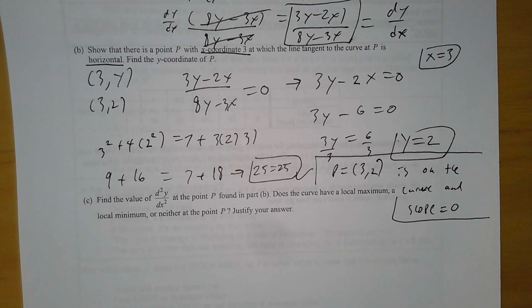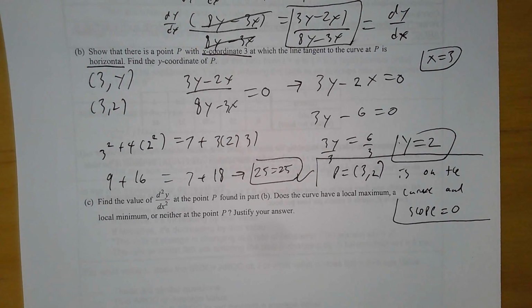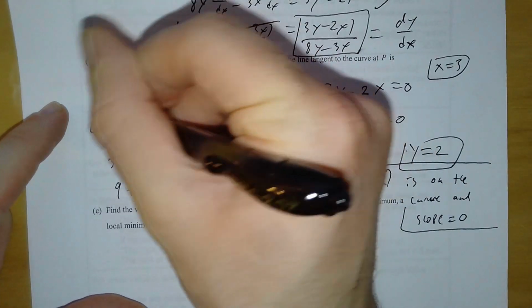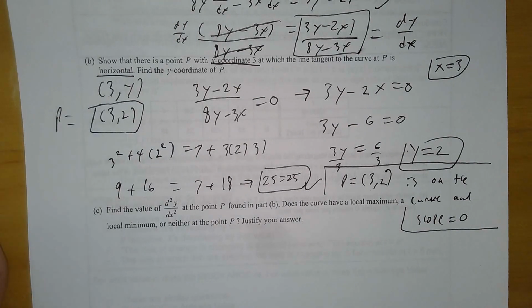Okay, last one. I told you this was going to be on the test. Find the value of the second derivative at the point P found in part B. Does the curve have a local maximum, a local minimum, or neither at point P? Justify your answer. Okay. So luckily I have my point, (3, 2). This is P. So find the second derivative here at P.